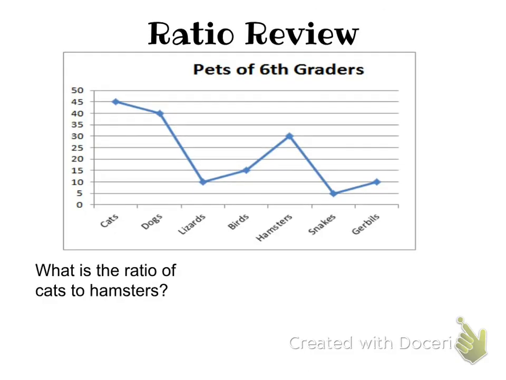The ratio of cats to hamsters. Everybody write that and then reduce it, okay? Write it and then reduce it, and then we'll talk about it once you're done. All right, how many people got that? 45 to 30.